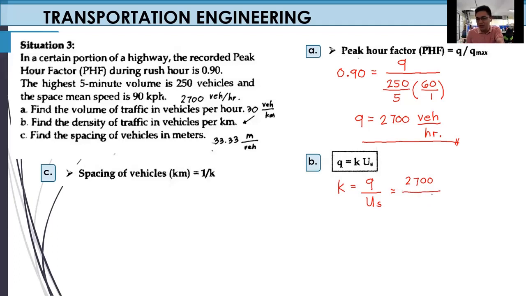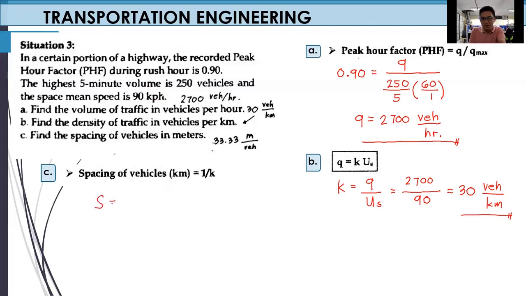Ayan. So 2,700 divided by US, which is equivalent to 90 kilometers per hour. So therefore, divide lang natin yung class. That would be 30 vehicles per kilometer. Ayan. Tapos na tayo for letter B. So how about this one? Spacing of vehicles in meters. So take note, your spacing of vehicles is just the reciprocal for your density. So kung ano yung density mo kanina, reciprocal lang na mo, makuha na nimo sa spacing.